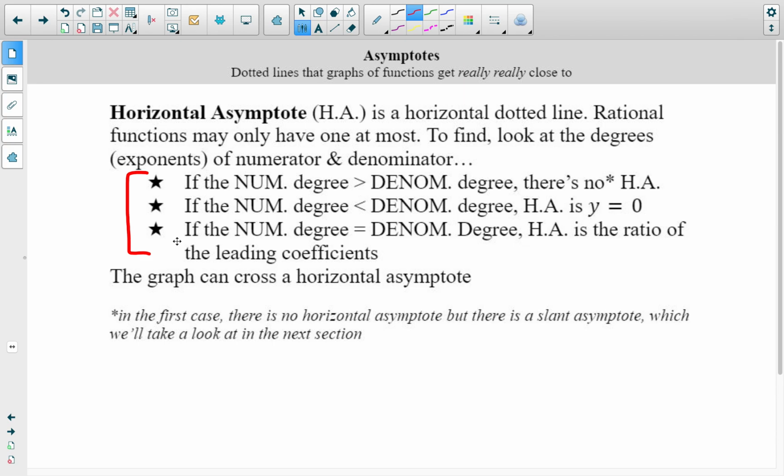If the numerator degree is greater than the denominator degree, then there's no horizontal asymptote. There's something called a slant, which we will look at in the next section. If the numerator degree is less than the denominator's degree, then the horizontal asymptote is y equals 0. Very straightforward. If the numerator's degree is equal to the denominator's degree, then the horizontal asymptote is the ratio of the leading coefficients. Graphs can cross a horizontal asymptote, and we will see some examples like that throughout the next section, 9.3b. So we're going to look at an example of each of these 3 cases.